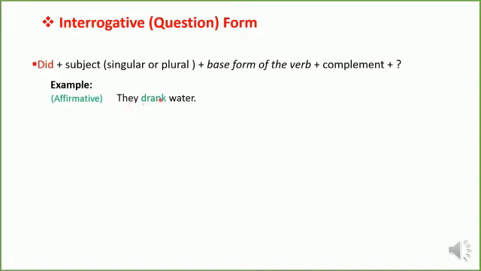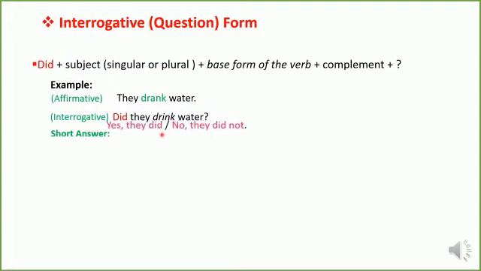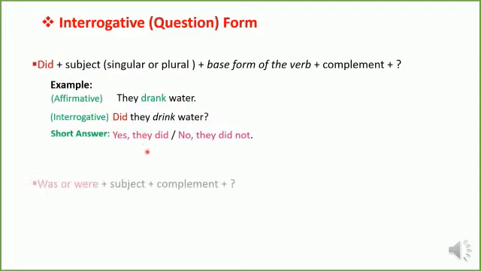Let us change it into the question form. They drank water. Look at the verb drank. It's in the past. So I have to use verb to do in the past, did. Okay? Did, then the subject, they, did they, drank, change it to the base form. Okay? Drink. So in the interrogative or question form, did they drink water? Short answers. Yes, they did. No, they didn't.